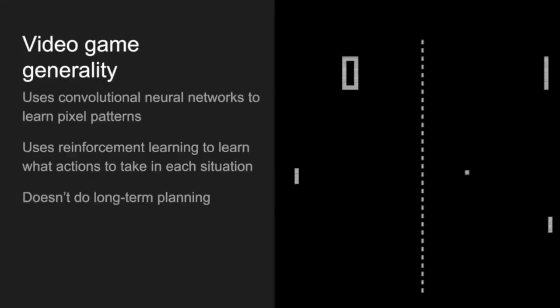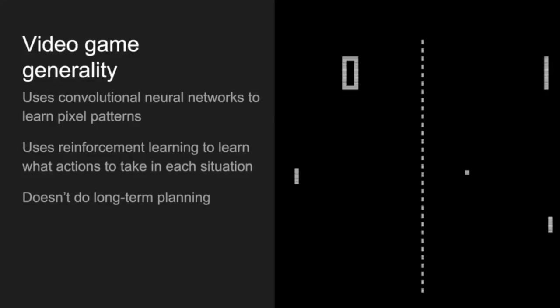Now, the other part of this is there were 20 games then at which it did more poorly than a human. So after using convolutional neural networks to learn the pixel patterns, for which this is perfectly suited because the pixels are big and coarse, there's no noise, they don't change, the patterns are clear, so what the algorithm is seeing is very close to what we as humans see. And after using reinforcement learning to learn what actions to take in each situation, 20 of these games it wasn't able to match human performance on.